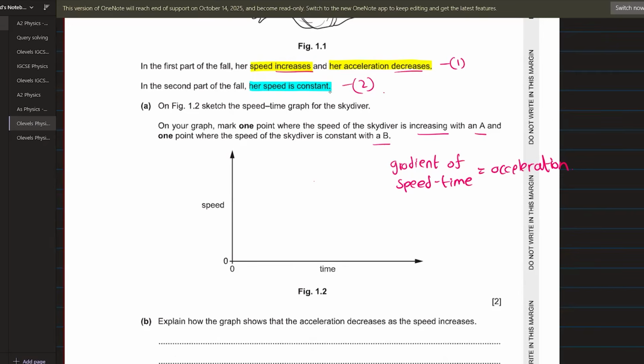In the first part, speed increases, however acceleration decreases. Acceleration decreases for the first part. That means the gradient of the speed time graph for the first part will also decrease. If the gradient of a speed time graph is decreasing, which type of curve do we draw? Whenever gradient is decreasing, we draw a decreasing curve. So for the first part we draw a decreasing curve like this. Let's mark it with point A.